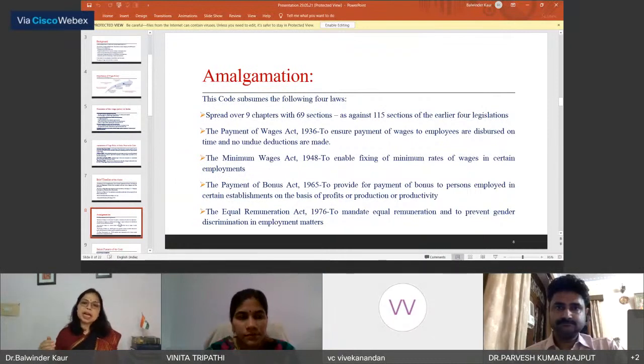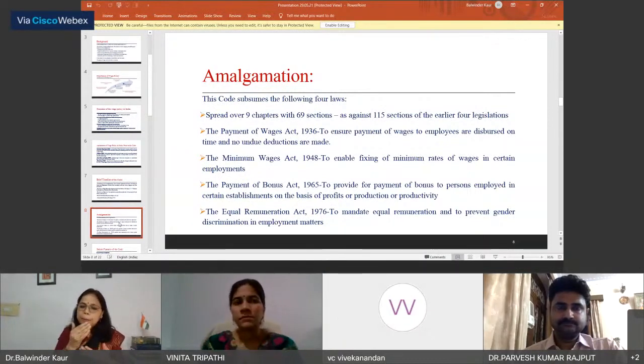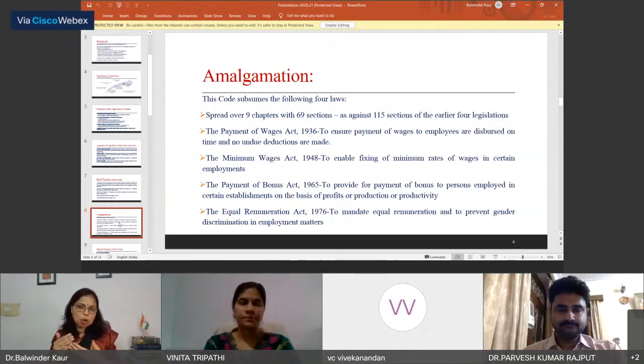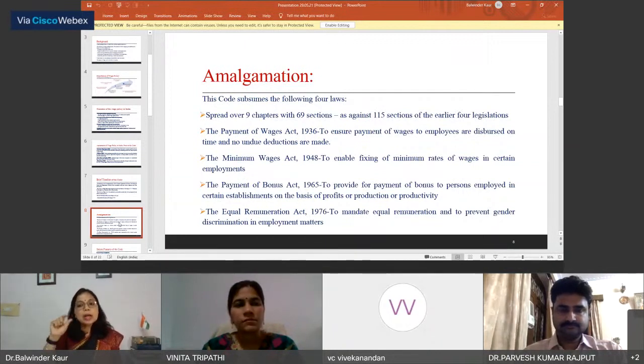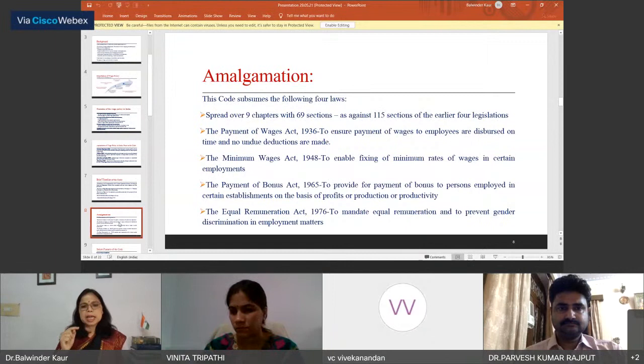Then the Minimum Wages Act 1948. As we discussed earlier, the purpose of the Minimum Wages Act was to fix and revise the minimum wages for sweated employees in scheduled employment. So there was a schedule, a list of employments, and on the basis of that scheduled employment, the minimum wages were fixed. Now this Minimum Wages Act of 1948 is part of the Code on Wages 2019.